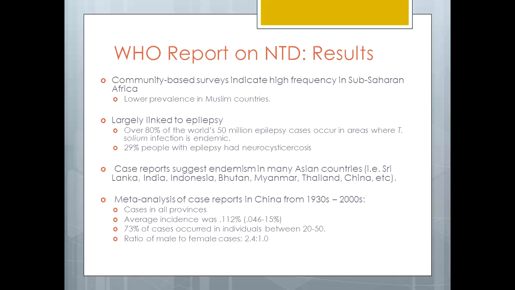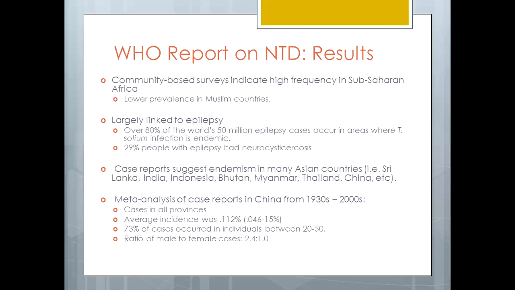They also found that cysticercosis, specifically neurocysticercosis, was greatly linked to epilepsy. Over 80% of the world's 50 million epilepsy cases were found to occur in areas where there is endemic Taenia solium infection. And 29% of the people that they looked at with epilepsy had neurocysticercosis. They also looked at many case reports that suggested endemism in a lot of the Asian countries.